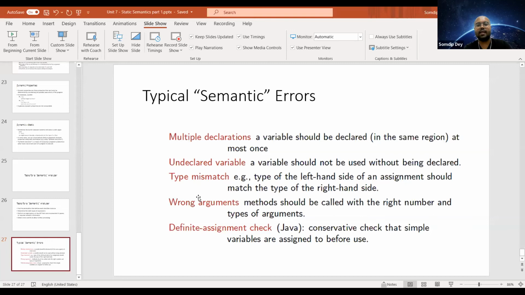Okay. So today's lecture was the first part of the semantic analysis. We will be continuing with this again in the next lecture. But that being said, any question so far? Any question?